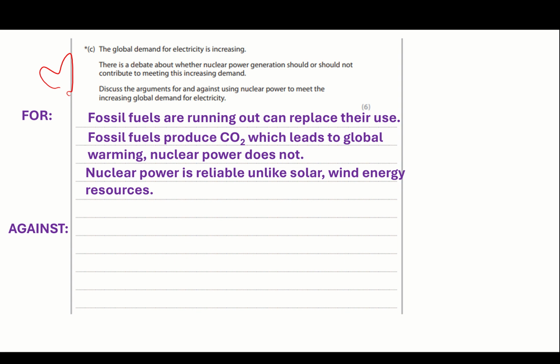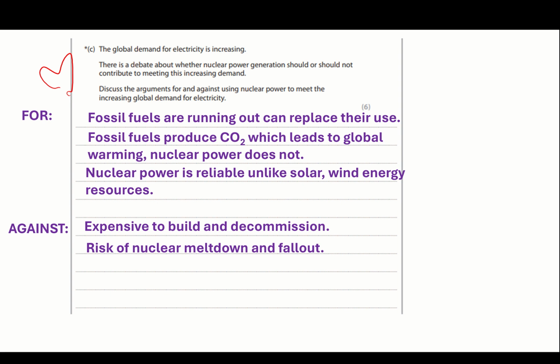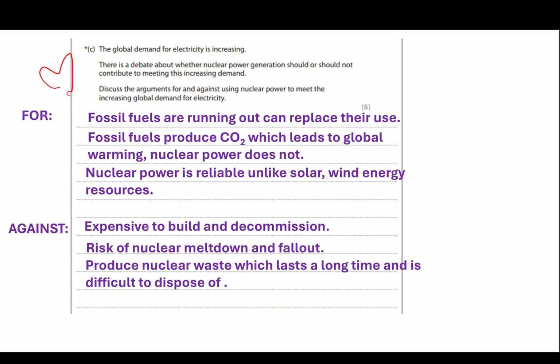Now we're going for the against. And it baffles me that students leave this blank sometimes on a 6-marker. Everyone knows that nuclear power plants make nuclear waste. They're expensive to build and decommission. You know, they've been contaminated at the end of their life. There's a risk of nuclear meltdown and fallout. Remember Fukushima in Japan. They produce nuclear waste, and add to it that this lasts a long time and it's really difficult to dispose of. If someone said, I've got some nuclear waste, can I bury it in your back garden? I'd be a bit upset.